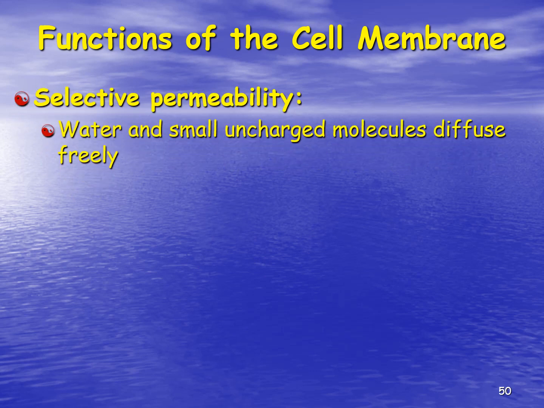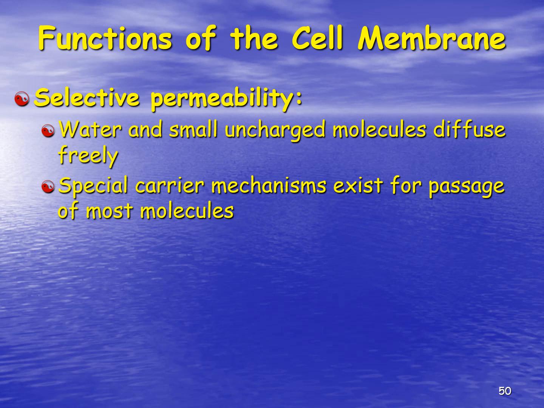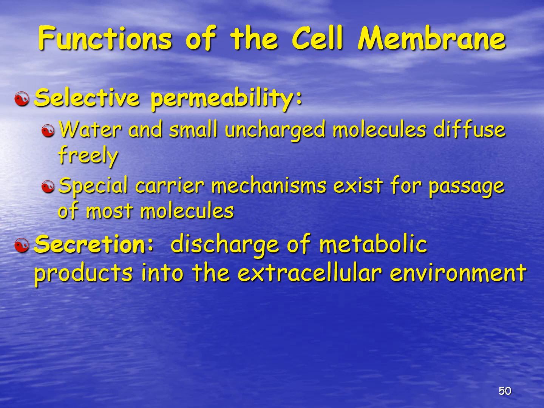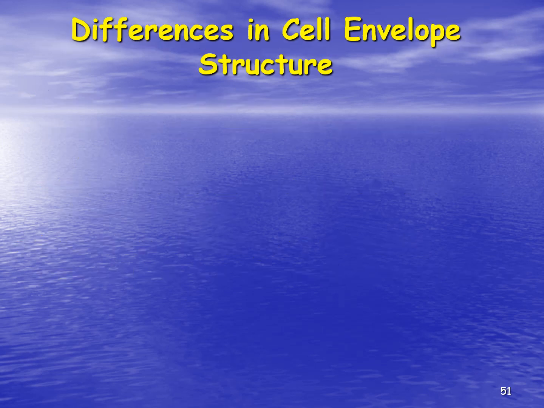Because of the selective permeability, water and small uncharged molecules diffuse freely into the cell. But special carrier molecules then exist as passages for other molecules that cannot get through the phospholipid membrane itself. Secretion, typically discharge of metabolic products into the extracellular environment, is also going to be a function of the cell membrane, and there are several different ways this can occur.